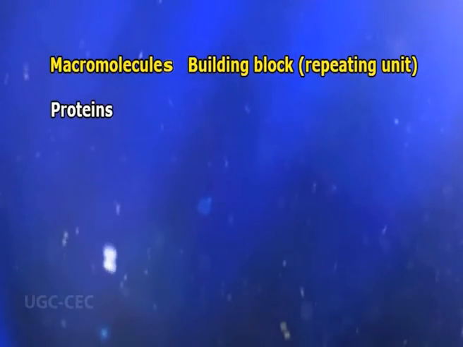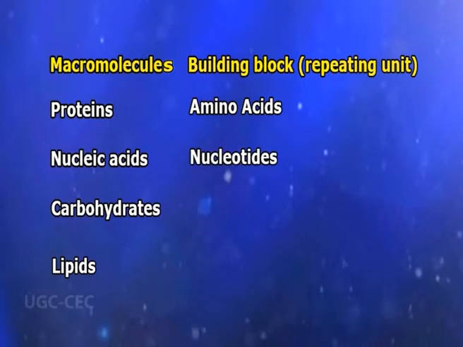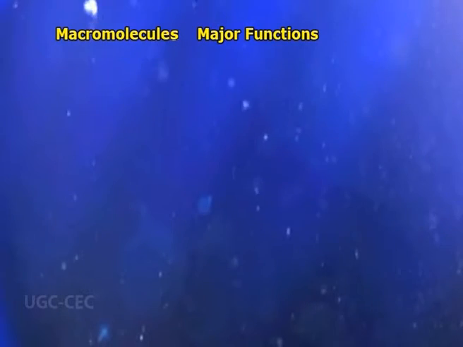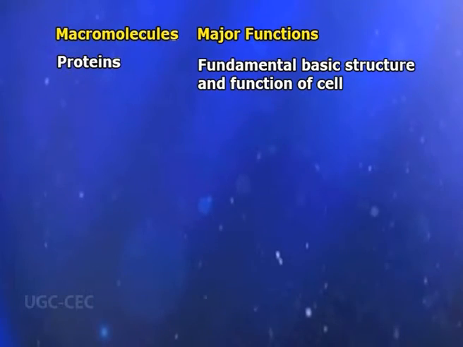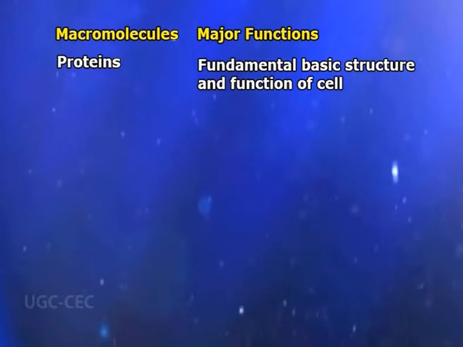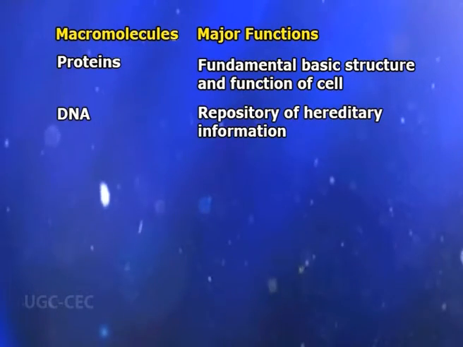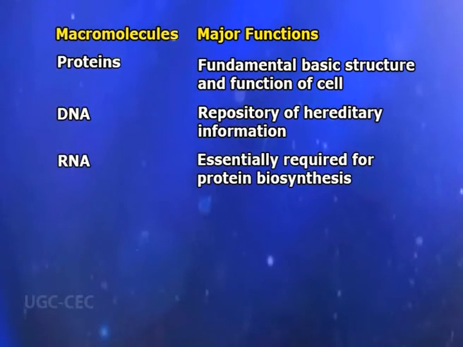Now let us discuss the given table, which depicts the building blocks of macromolecules and their major functions. The building blocks of proteins, nucleic acids, carbohydrates and lipids are amino acids, nucleotides, monosaccharides and fatty acids respectively. The major function of proteins is that they are essential for the fundamental basic structure and function of the cell. DNA functions as the repository of hereditary information. RNA is essentially required for protein biosynthesis.